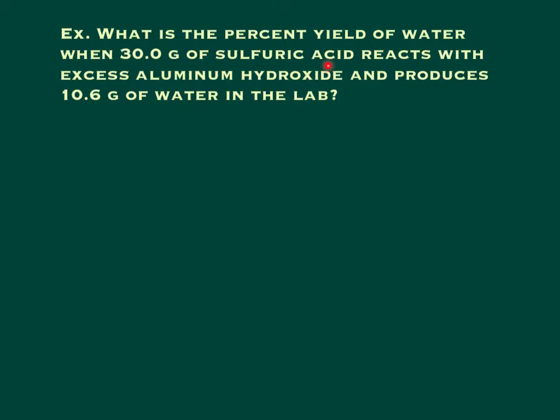But also notice this. This gives us a different term in here also. It says it produces 10.6 grams of water in the lab. This is very important right here, the in the lab part, because this tells us that this is our actual yield. The 10.6 grams is what we actually walked out of the lab with, or we actually produced in the lab.